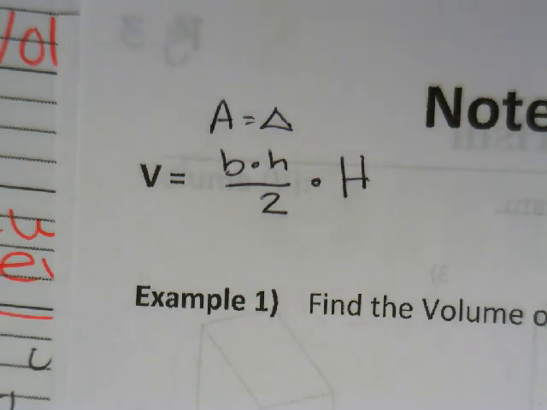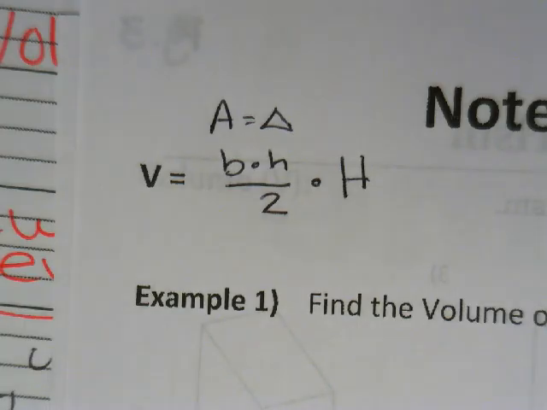Okay. So to find volume, you take the area of the triangle, and you're going to multiply it by your height. Now notice that I capitalized the H. That means that I would like you to multiply by how tall this prism is. How tall is this tent? But the tent's standing up.